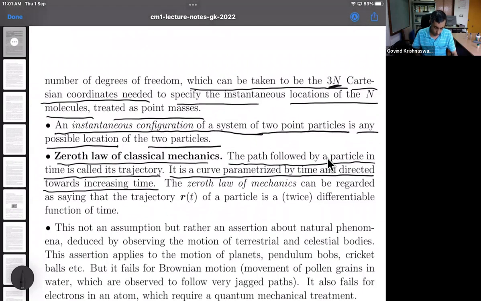But if just one particle is moving in this room, it will trace out a curve, and that curve is called the trajectory.